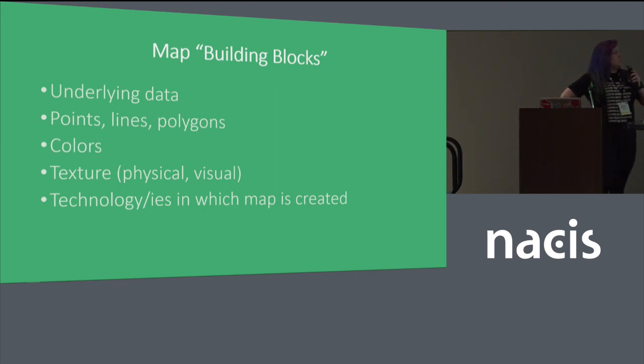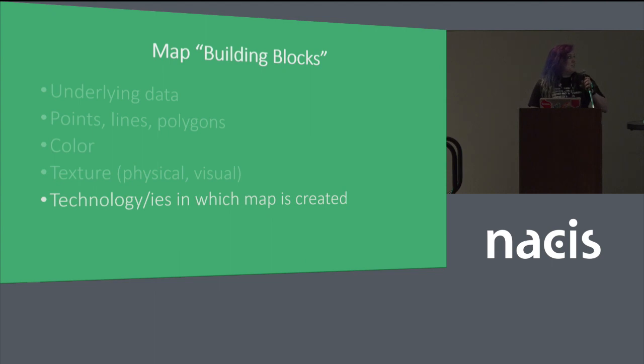And I just wanted to show you what you already know for your daily tasks if you're making maps every day. We already use building blocks when we make maps in the underlying data, the fact that there's points, lines, and polygons, all the colors are a building block, as well as the texture, physical if you're doing things by hand, and the visual texture as well. And the technologies in which maps are created are very important in the building blocks, because what technology you use will dictate how fast or slow something will take, in addition to how smooth or textured some visuals may be, because different options provide different tool sets for getting the visual that you want. So you want to make sure you're picking the stuff that you want to do it in.